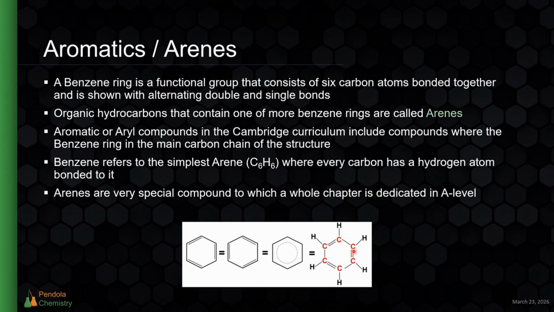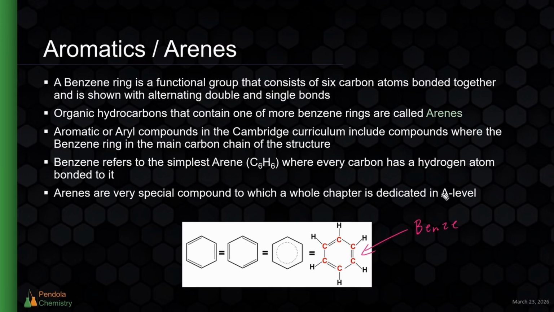Each one of those carbons, because they all have 3 bonds within the ring, has 1 hydrogen sticking out of it. This is what we call the benzene ring, and it's a very important compound in chemistry. There's a whole chapter dedicated to benzene and its compounds in A-level chemistry. But in AS, we're just going to look at the basics of it.